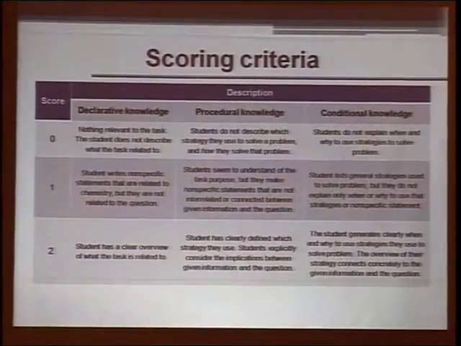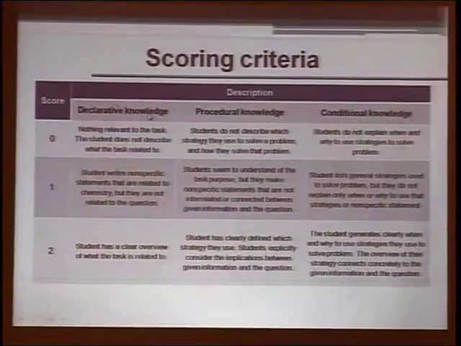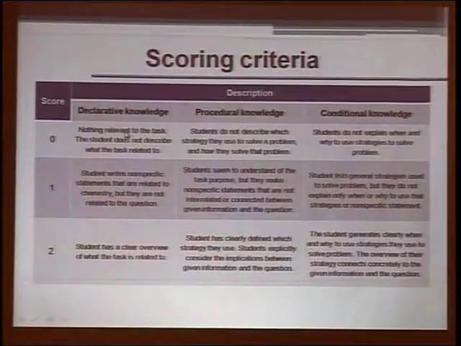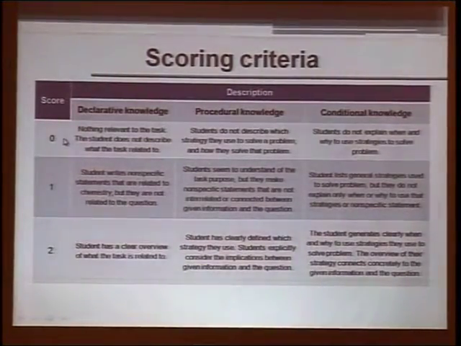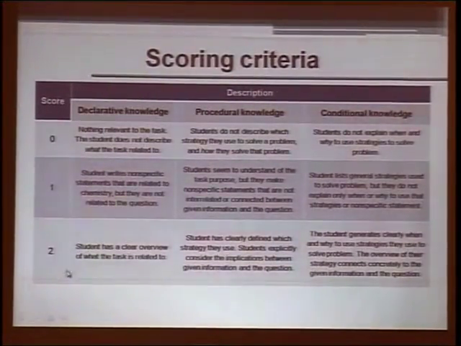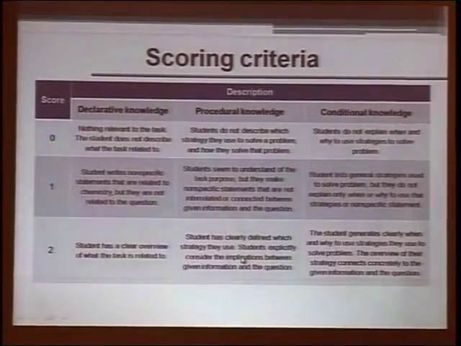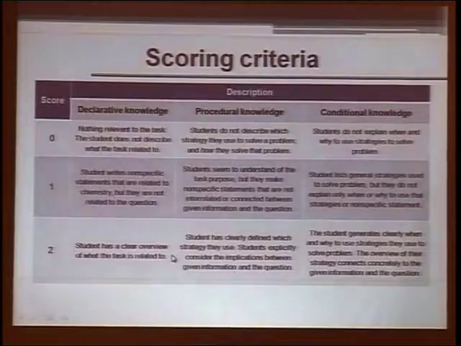Here is an example of the scoring criteria we use. So the first one is declarative knowledge, procedural knowledge, and conditional knowledge. We have 3 different levels: 0, 1, and 2. The 2 is what we are looking for. This is quite a clear example of behavior in student answers. If they are clearly written in the questionnaire in the test, we will score it 2.